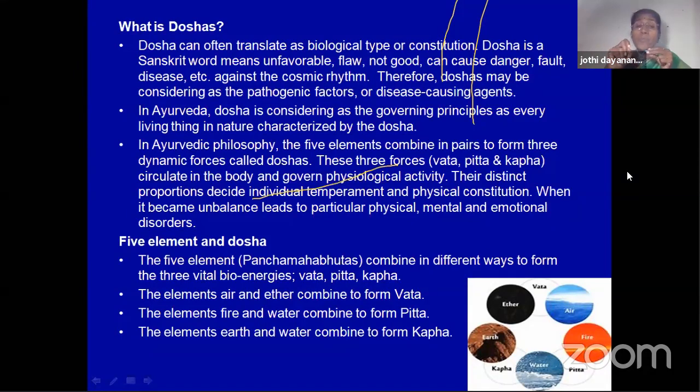Some of you would have come across a person who takes non-veg which is not cooked properly, and that could also lead to brain cancer. So if we eat food which is not cooked properly, taken outside, wrongly cooked, all these could cause diseases. In Ayurveda, dosha is considered the governing principle, as every living thing in nature is characterized by dosha.